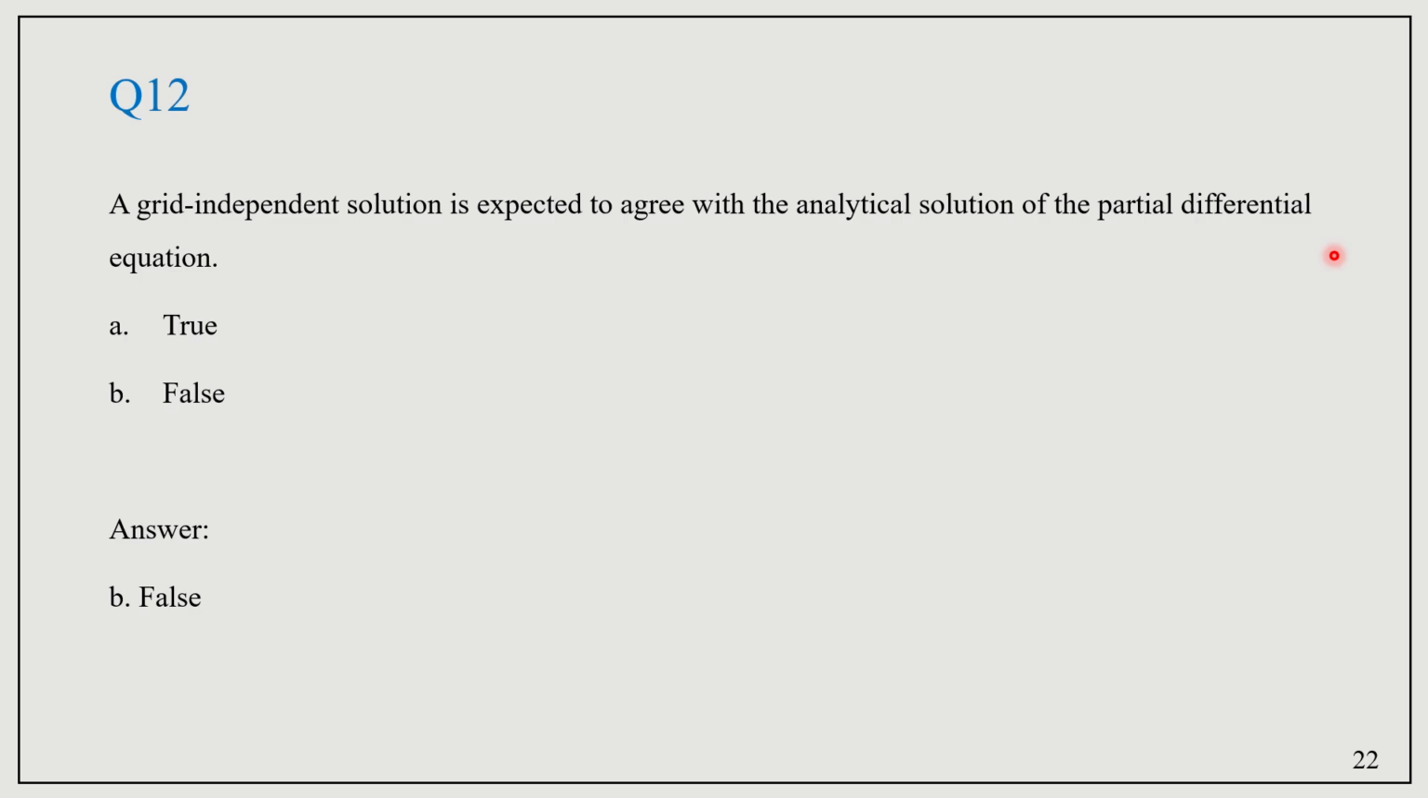So it has no direct link with the analytical solution of the partial differential equation. It is not expected to agree with it. It is just a criterion to verify that your grid size or mesh size is not influencing your solution. Up to a particular mesh level, with coarser mesh or finer mesh, your solution will be varying. But in the grid independent solution, your solution is not dependent on the grid size. So it has nothing to do with the analytical solution of the PDEs. So the answer is false. Now we will go to question 13.